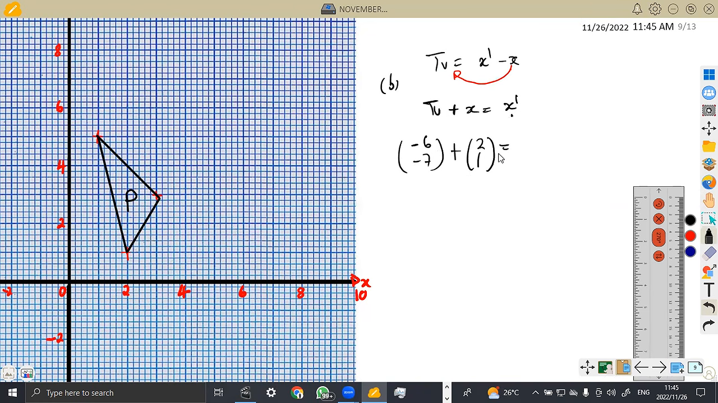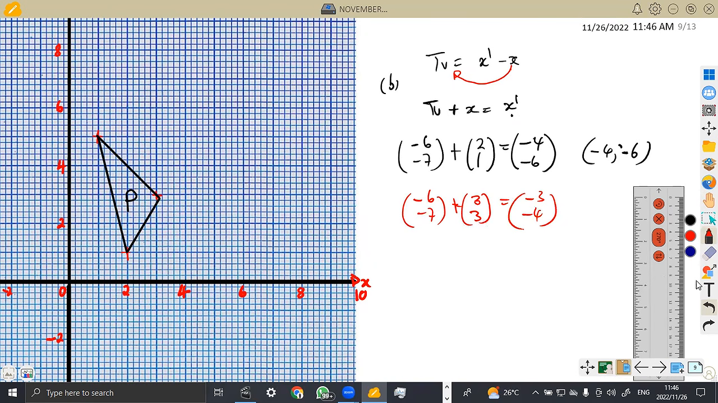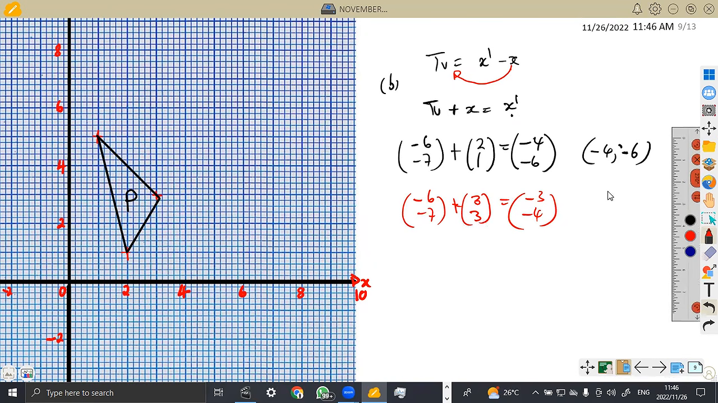So that's negative 6 plus 2, which is negative 4, negative 7 plus 1, which is negative 6. So that's a point that you're going to mark later on, (-4, -6). We move on to the other point, translation vector (-6, -7) does not change, plus the second point. The second point was (3, 3). So you add (3, 3) here. What are you going to have? Negative 6 plus 3, that is negative 3. Negative 7 plus 3, that is negative 4. So that's another point that we are going to have, which is (-3, -4).